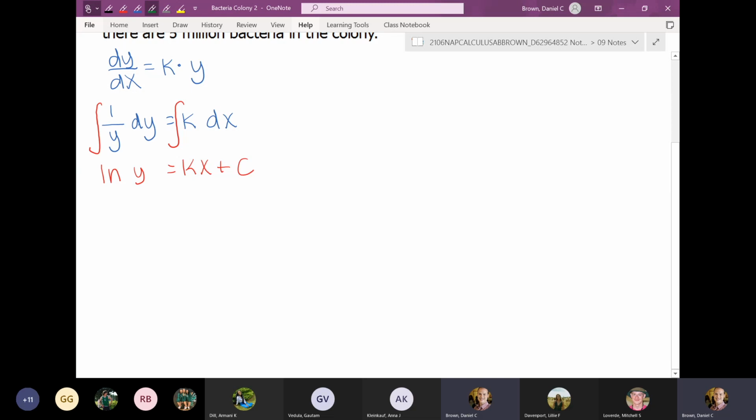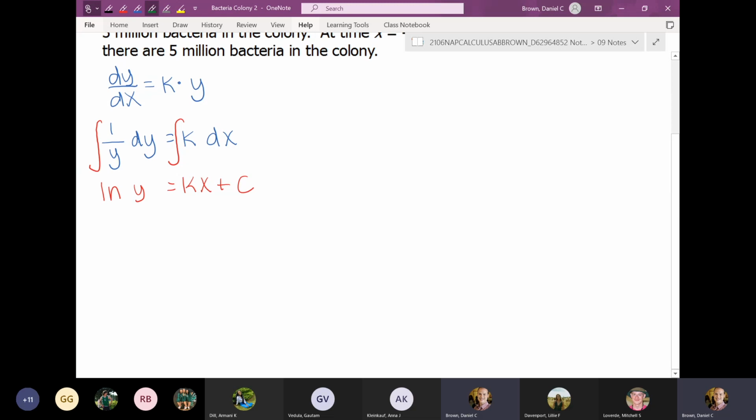Why am I doing that? Natural logs can be hard to deal with, and if I could do it without the natural logs, it would make it a little bit easier. And I want us to kind of see something when we do solve for y. So let's go ahead and solve for y.